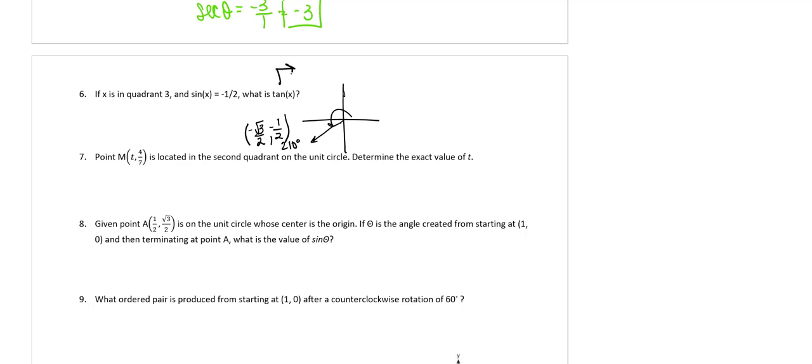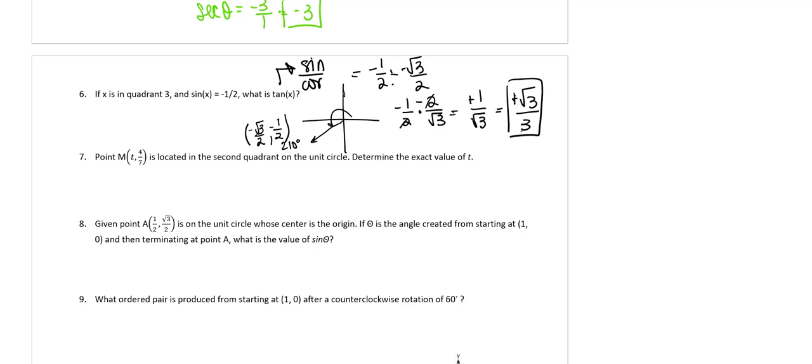Tangent, remember, is sine divided by cosine. So tangent of 210 is going to be negative 1/2 divided by negative root 3 over 2. Flip and multiply. We've done this enough times, I hope that you are just doing this automatically. Whoops, that is positive because they are both negative. So we are looking at positive root 3 over 3. And remember that tangent is positive in quadrant 3 because it is the ratio of two negative numbers.